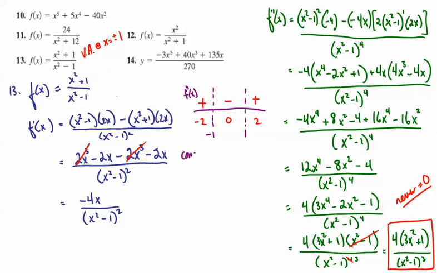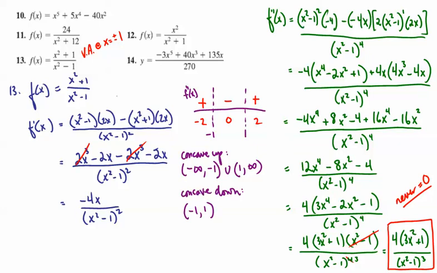So concave up on the interval from negative infinity to negative 1, and then again from 1 to positive infinity, and concave down from negative 1 to positive 1.